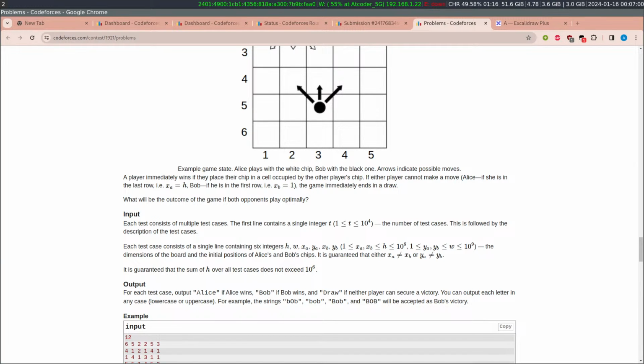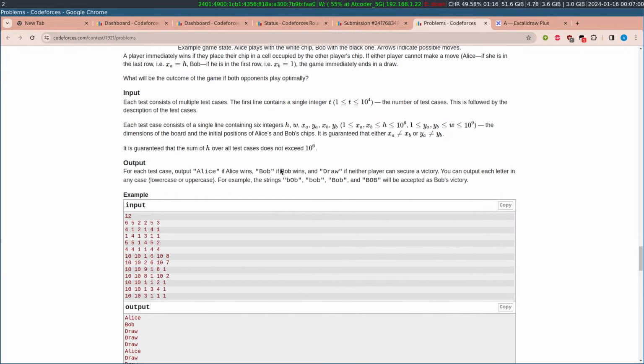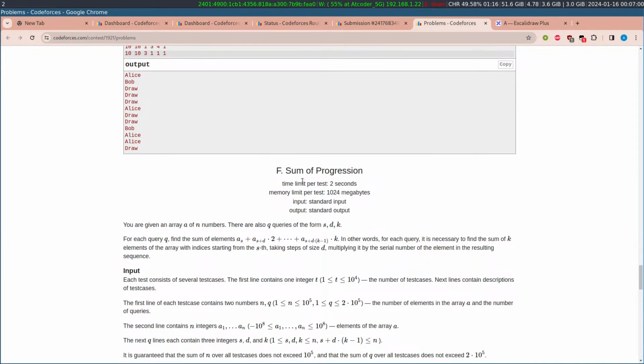So I will move on to problem F now. Okay, problem F is sum of progression. You are given an array of n numbers and there are q queries of the form S, D and K. For each query, find the sum of elements a_s times 1, a_{s+d} times 2, up till a_{s+d(k-1)} times k.